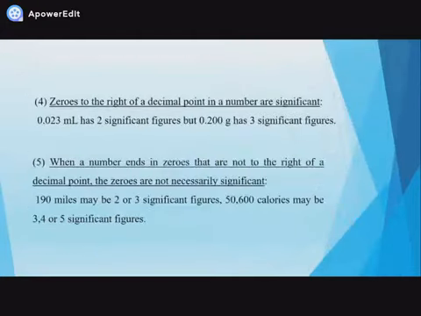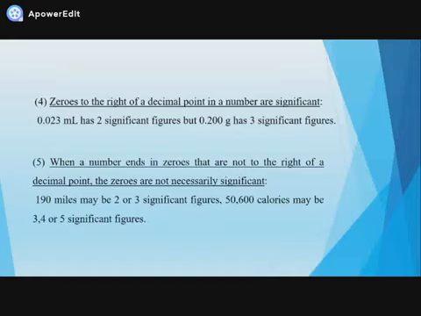Rule number 4 is zeros to the right of a decimal point in a number are significant. For example, 0.023 ml has 2 significant figures, but 0.200 gram has 3 significant figures.